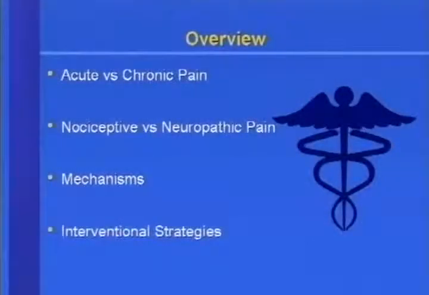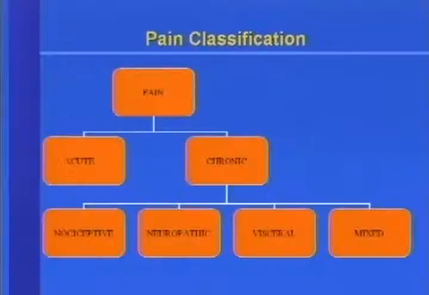Forgive me if some of what I have here overlaps with Dr. Lin, but I'll try to go through the slides expeditiously and highlight those aspects that I feel are relevant. With respect to an overview, I'd like to talk about acute versus chronic pain, nociceptive versus neuropathic pain, some mechanisms behind both of those, and then hit the thrust of the talk, which is interventional strategies or injections that we use to try to help relieve neuropathic pain.